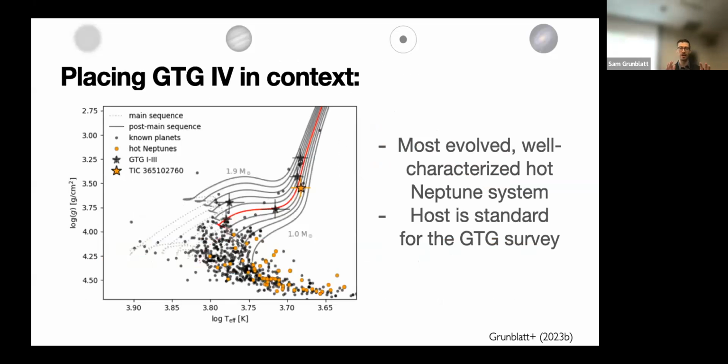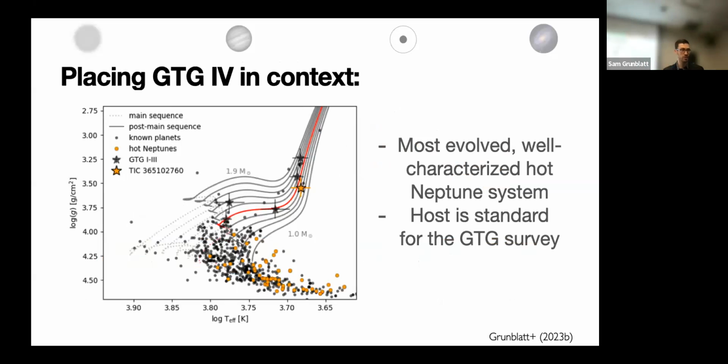And to just put it in context, why this is so exciting. This is showing the population of planets from the NASA exoplanet archive. You can see where I highlighted these hot Neptune systems. And you can see that all of the hot Neptune systems that we knew of before are kind of on the lower right of this plot.